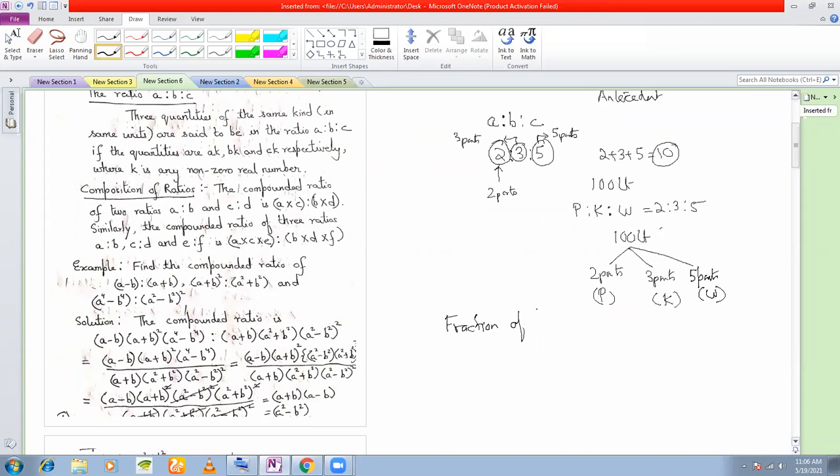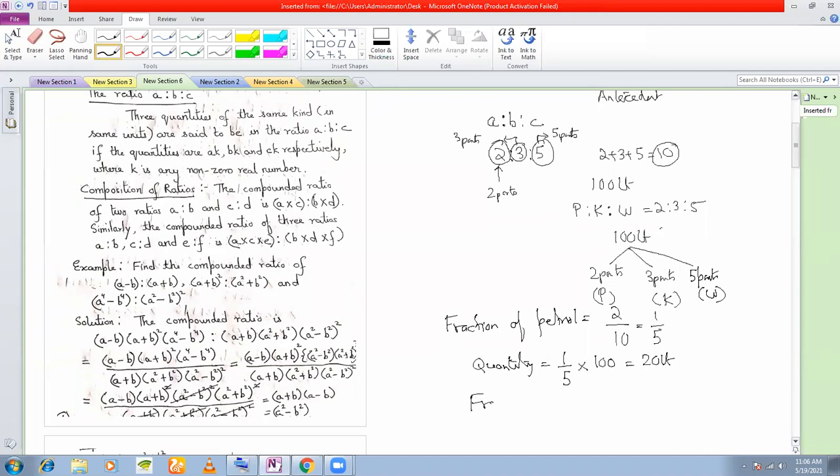What is the fraction of petrol? 2 parts out of 10 parts. So 1/5 is your petrol. And what is the actual quantity? What is the total quantity given to you? 100. In 100, 1/5 is your petrol. So that means this is 20 liters of petrol it will have.